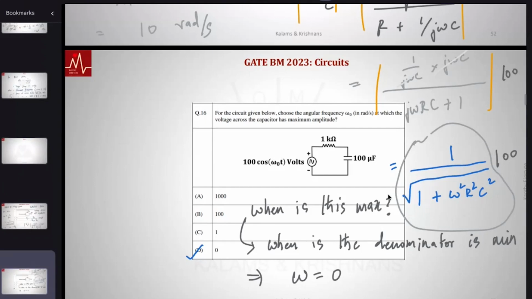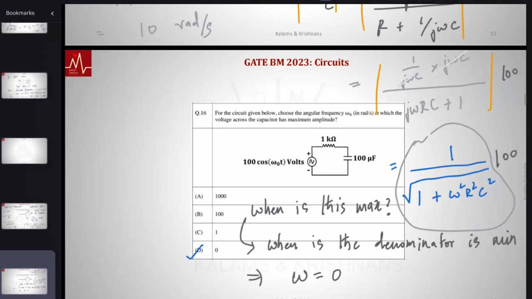Notice, when is this term maximum? This is a function of frequency. At what frequency is this maximum? This is 1 divided by the denominator. The smaller the denominator, the bigger that resulting number is. The smaller the number you divide 1 with, the bigger the number you get. You have 1 cake. Now you have to split it between people.